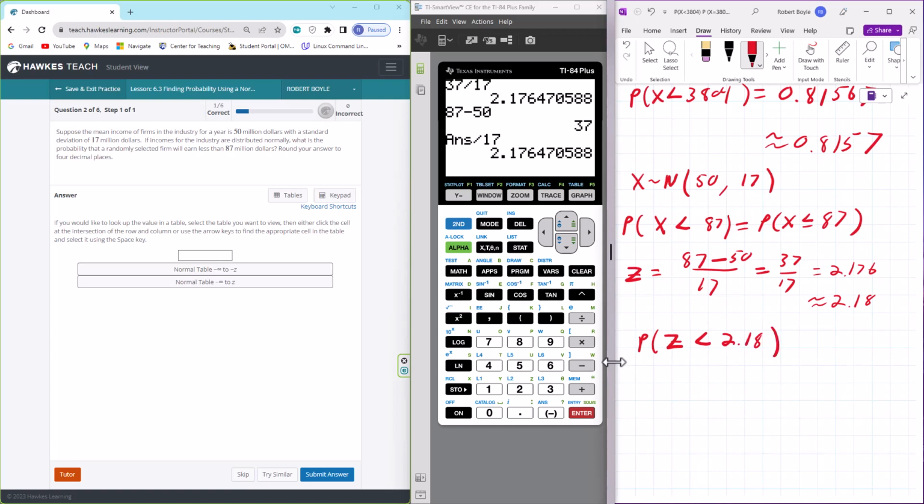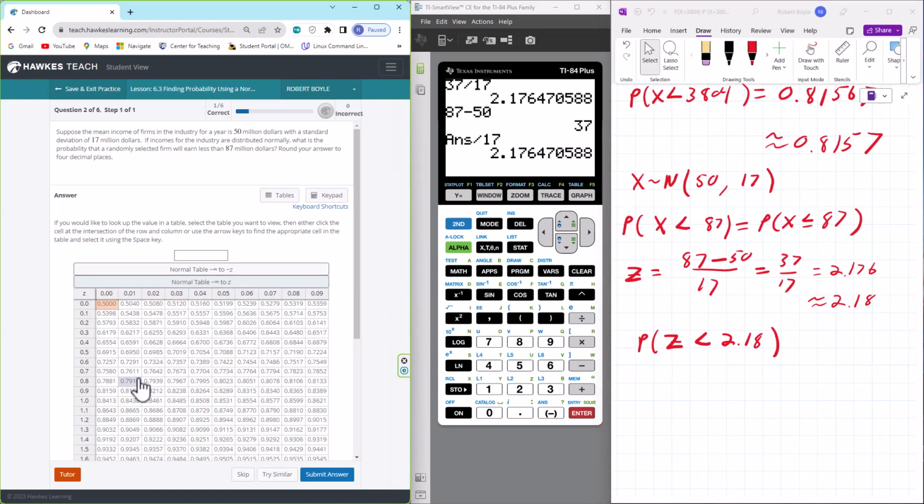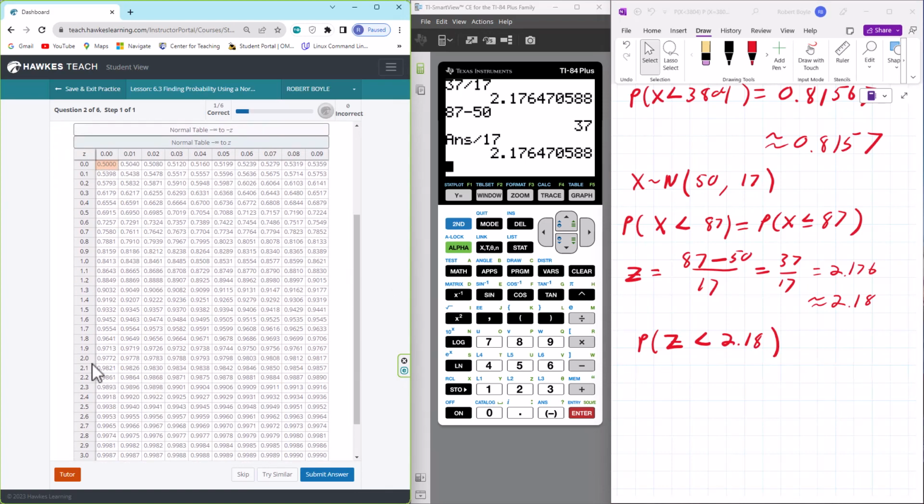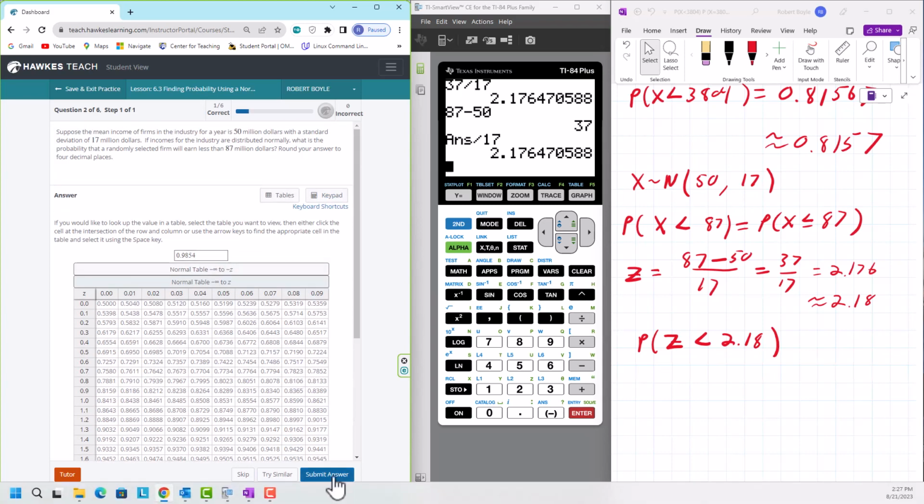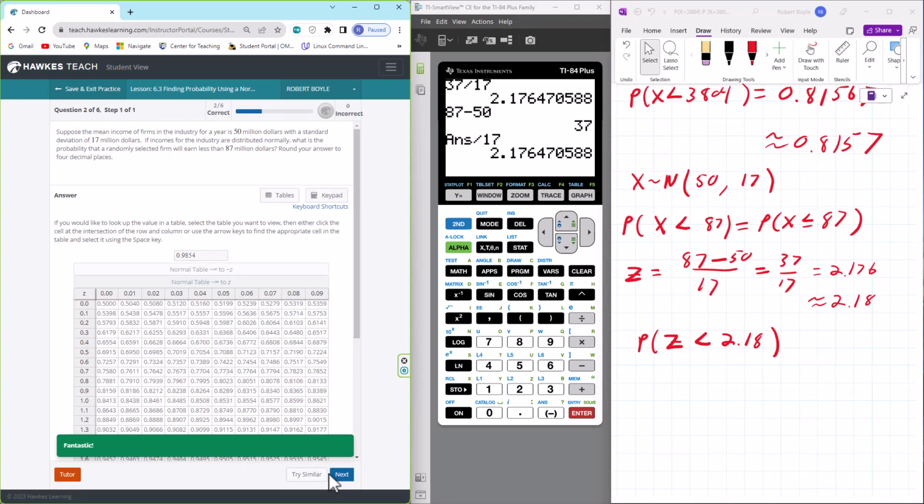Using a table lookup, we want to use this table here, negative infinity to z, because we have a positive value. Click on that, find 2.1, and then 2.18. Click on that. It loads into there, submit your answer, and there you go, you're correct.